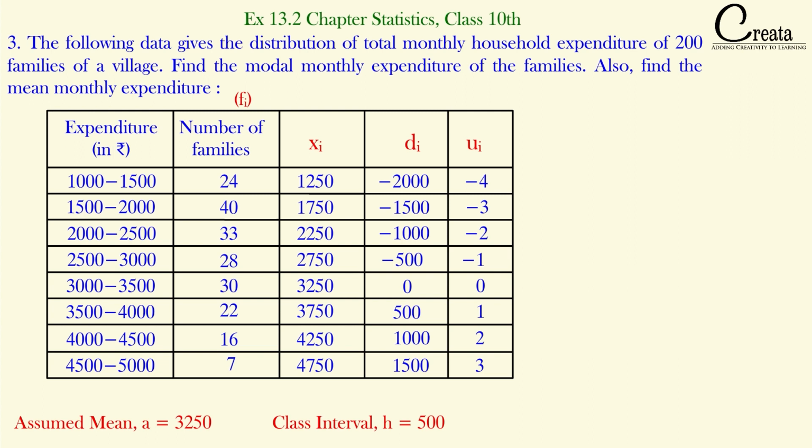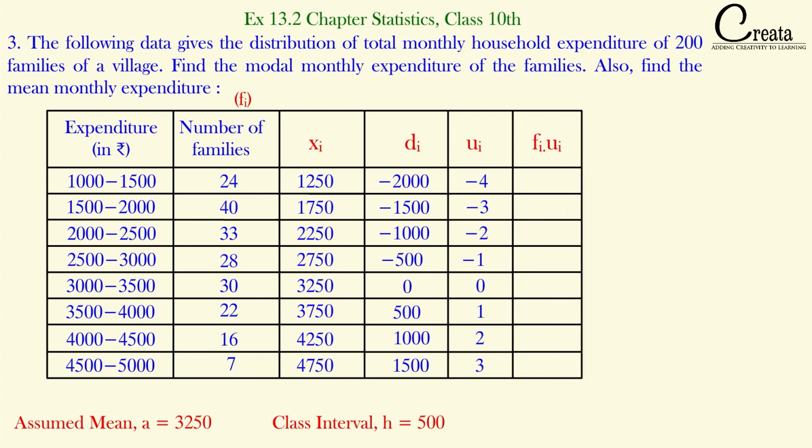Our next step, we will add one more column and we will multiply fi with ui. So here let's multiply the frequency with ui. 24 into minus 4, it is minus 96. 40 into minus 3, it is minus 120. 33 into minus 2, it is minus 66. Similarly, minus 28, 0, 22, 32, and 21. We have multiplied fi with ui.